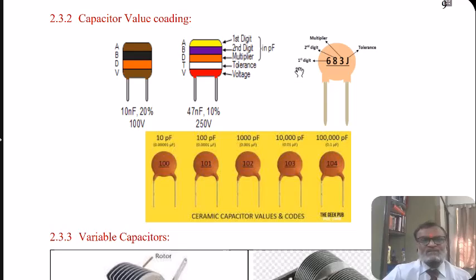But nowadays you will find such color coded capacitors are not in the market. Instead, they print the code numbers directly on the capacitor. Here the number printed is 683J, where 6 is the first digit, 8 is the second digit, and 3 is the third digit, that is the multiplier, 10 raised to power 3. So this capacitor is 68 into 10 raised to 3 picofarad, and code J indicates the tolerance.